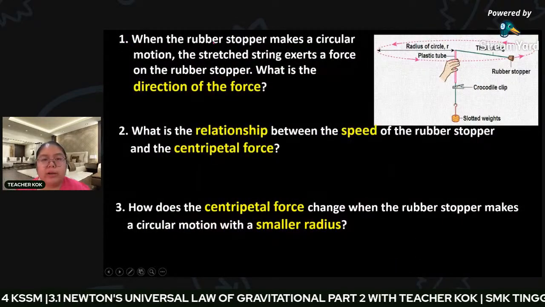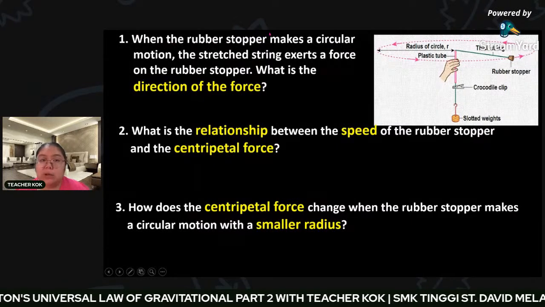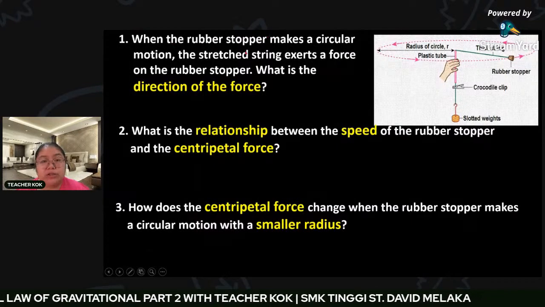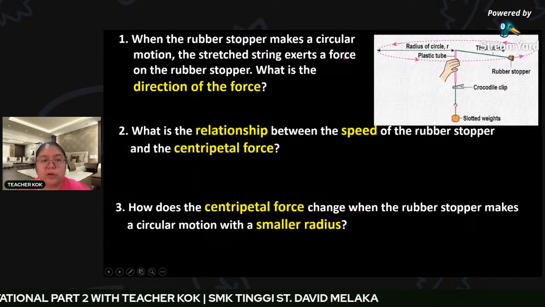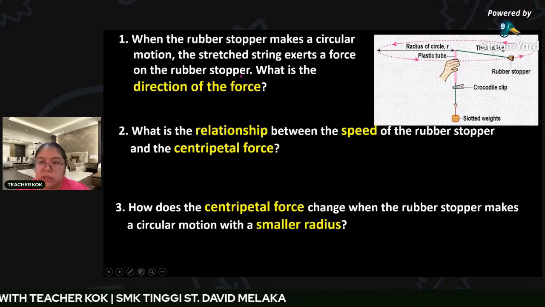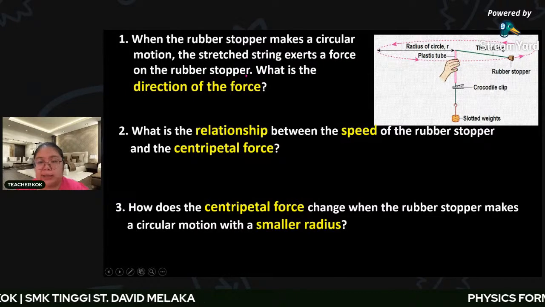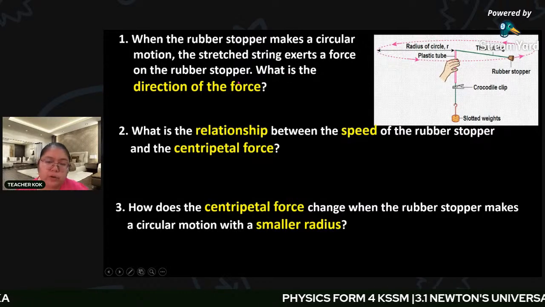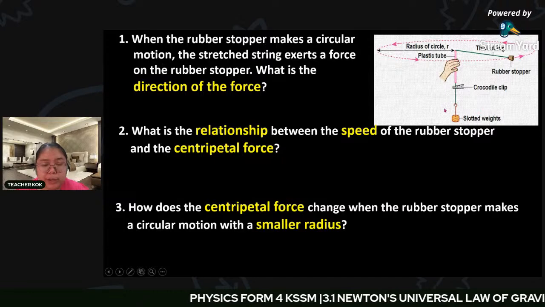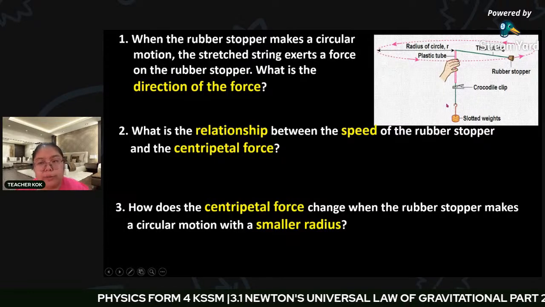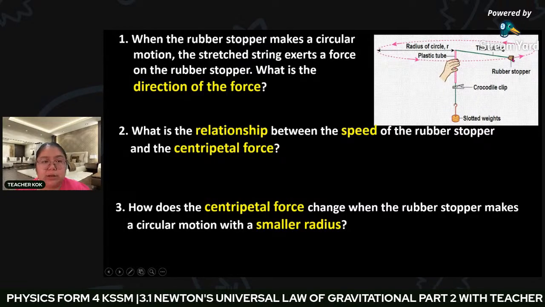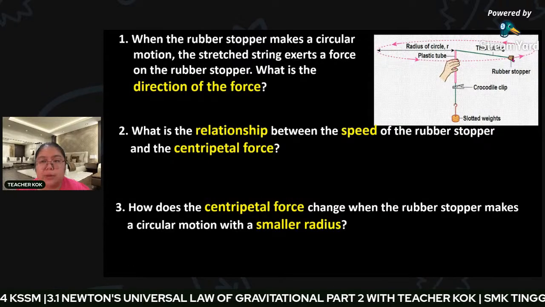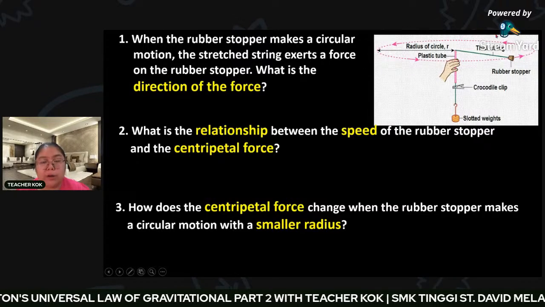Okay, so when the rubber stopper makes a circular motion, the stretched string exerts a force on the rubber stopper. Okay, you have some force acting on the rubber stopper. What is the direction of the force? Okay, because you have the slotted weight, right? The slotted weight surely has a force acting. Okay, acting on the rubber stopper. After that, they can move in a circle.